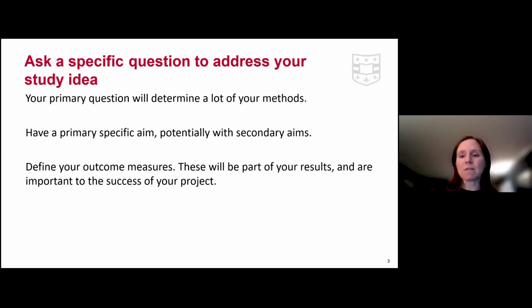And then you can have sub goals beneath the aim and multiple hypotheses, but all driving towards one main point of your project. And then you're going to need to define your outcome measures. They're going to be part of your results and very important to the success of your project because you're going to evaluate your project based on the outcome measures.